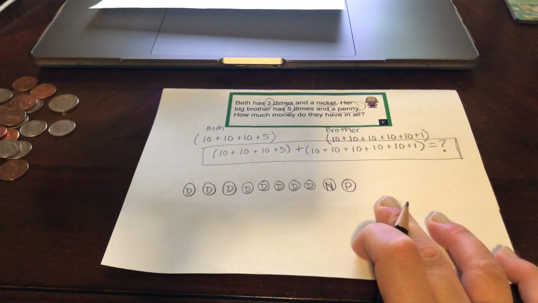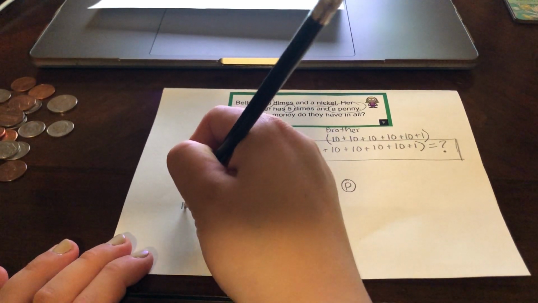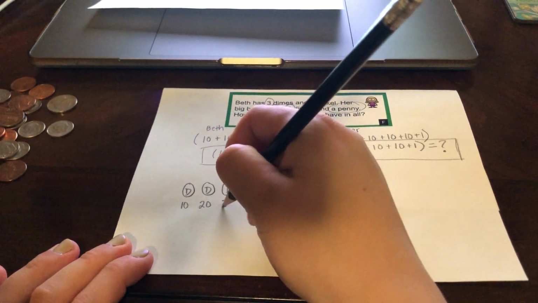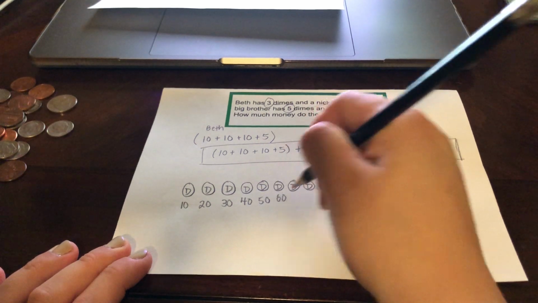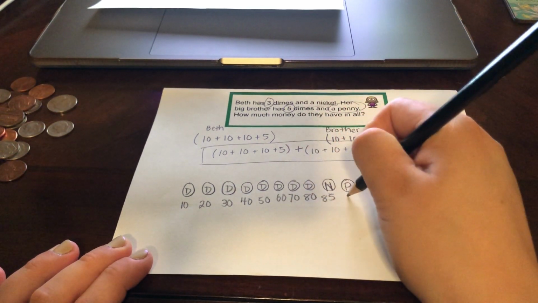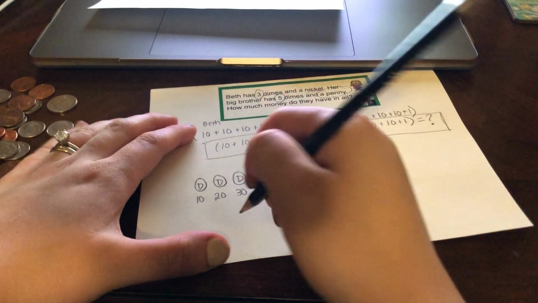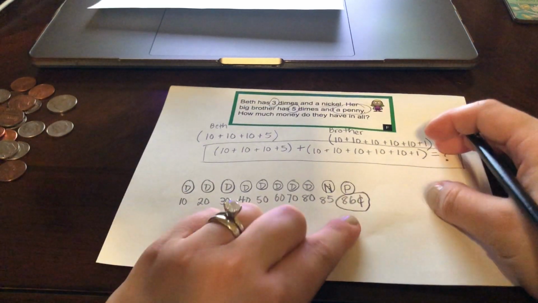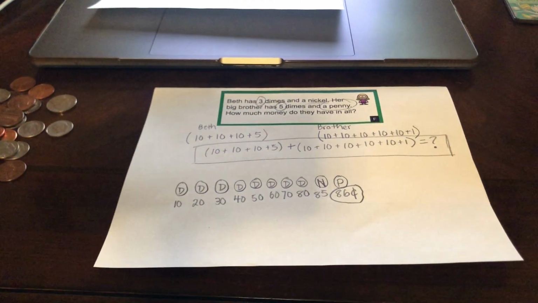Now I just have to skip count to calculate the total. So I'm going to go for it. I'm going to do 10, 20, 30, 40, 50, 60, 70, 80, 85, 86 cents. So I know that I have 86 cents. They have 86 cents together, both of them together.